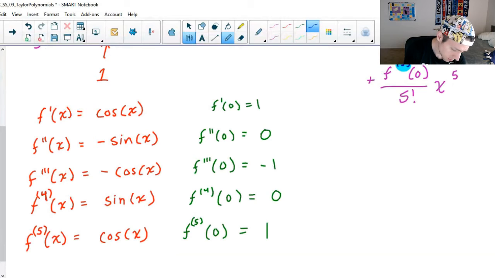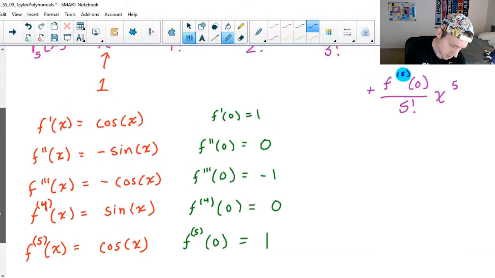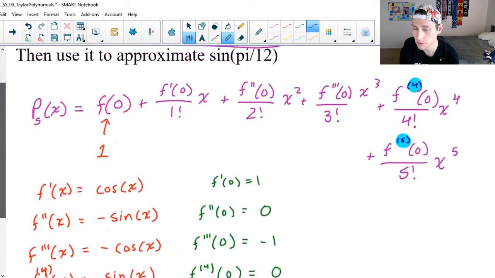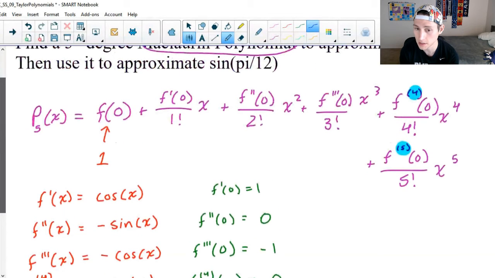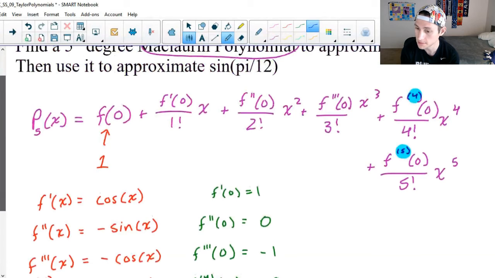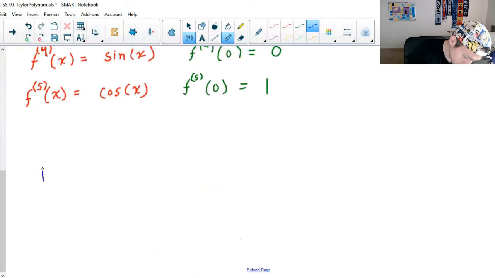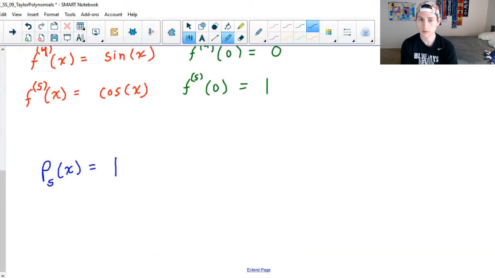All right, so now I just need to put this all together. I don't know that I have room up there. So I'm basically going to write that same purple polynomial that I had up here, except I'm actually going to plug in those derivatives now that I solved for. So f of 0, the first term we decided was 1.